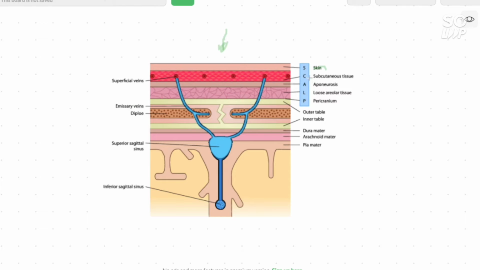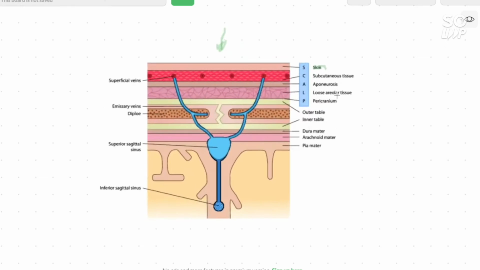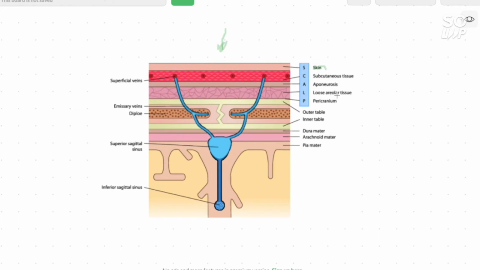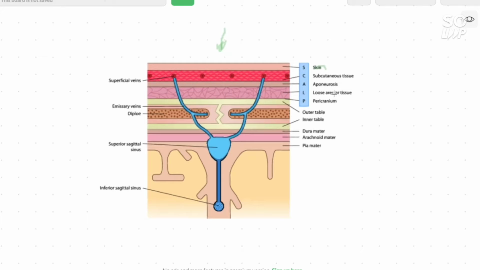The fourth layer, which is an important layer, is represented by the mnemonic L, and is called loose areolar connective tissue. It is also a thin connective tissue layer that separates the periosteum of the skull from your epicranial aponeurosis. The last layer is obviously your pericranium, or you can say your periosteum, the outer layer of the skull bones.